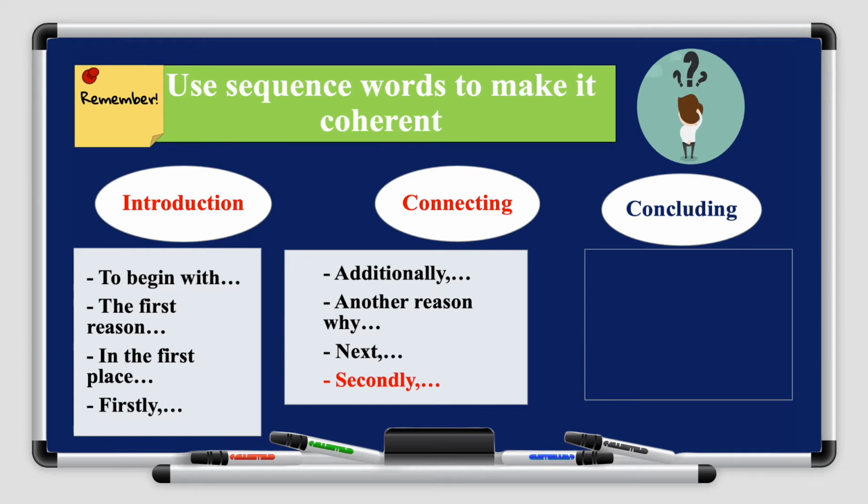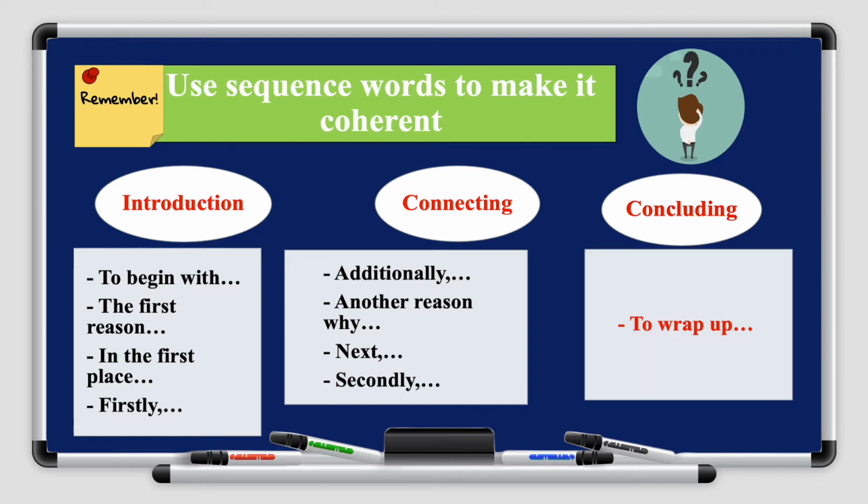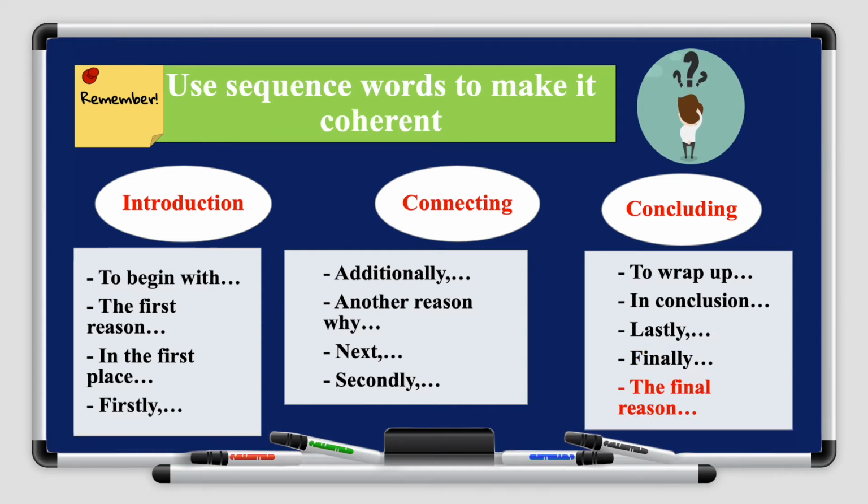Finally, we use the concluding sentences. In order to conclude, we use at the end, because it happened at the end. Finally, it's at the end of the story. To wrap up, okay. In conclusion, lastly, all right? These are all things that help end our article, or we can use the final reason.